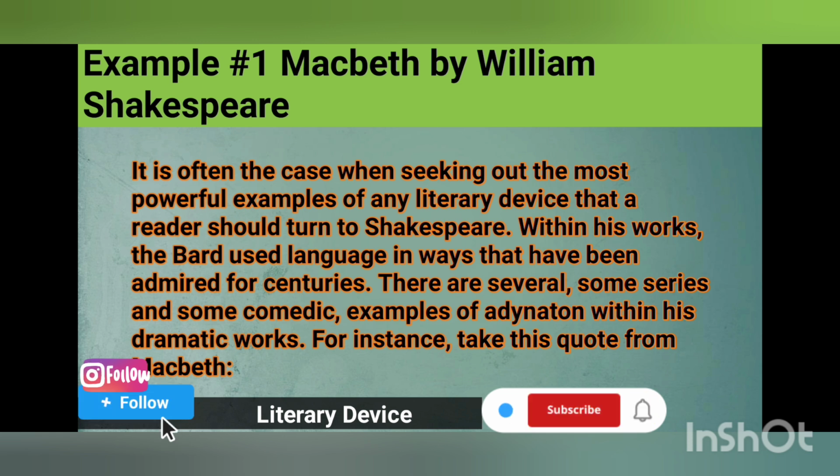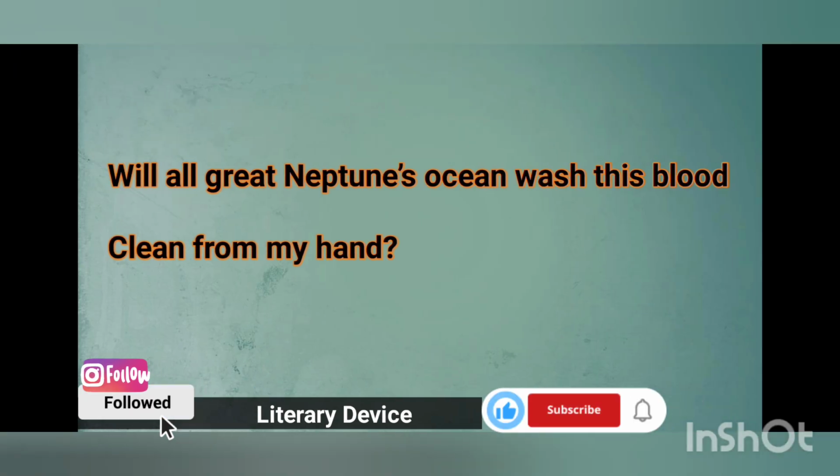For instance, take this quote from Macbeth. Will great Neptune's ocean wash this blood clean from my hand?